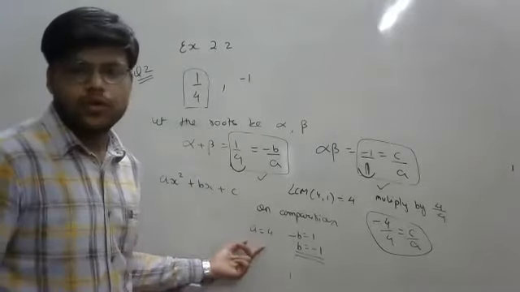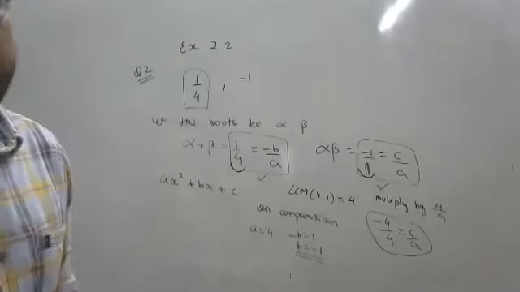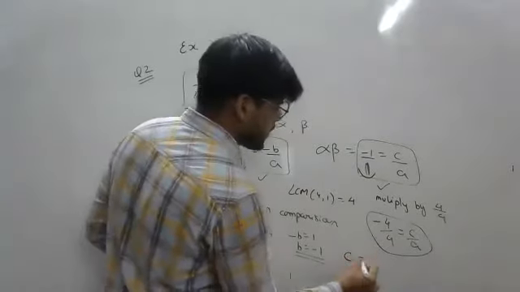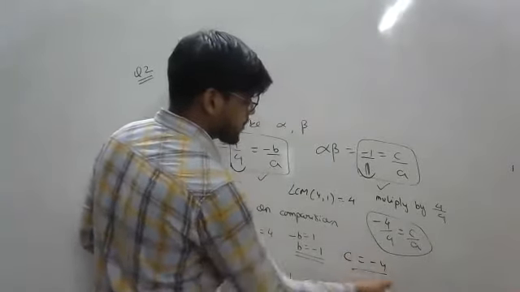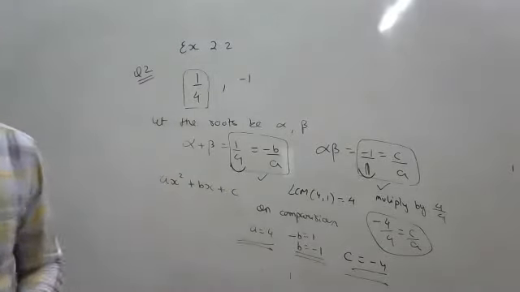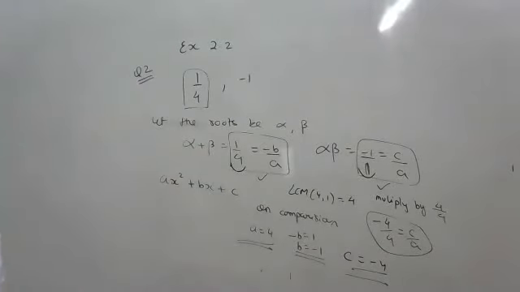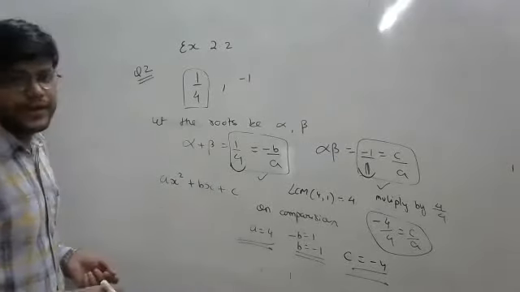Value of A is 4, value of B is minus 1. And what would be value of C? Minus 4. On comparison, we get the values of coefficient A as 4, B as minus 1, and C as minus 4. Now substitute these values here to get the final answer.